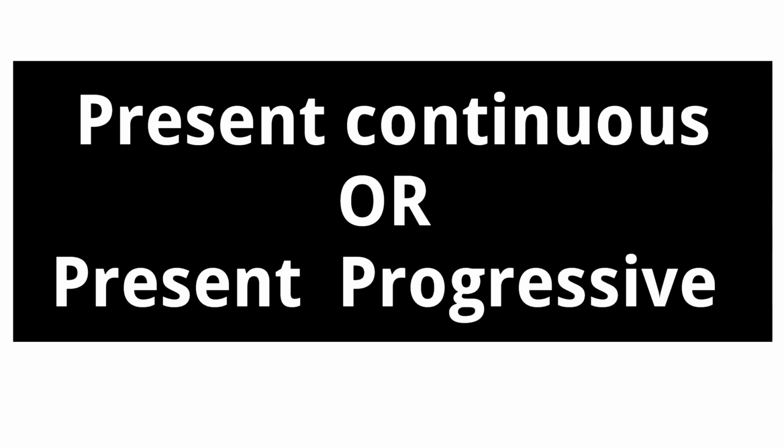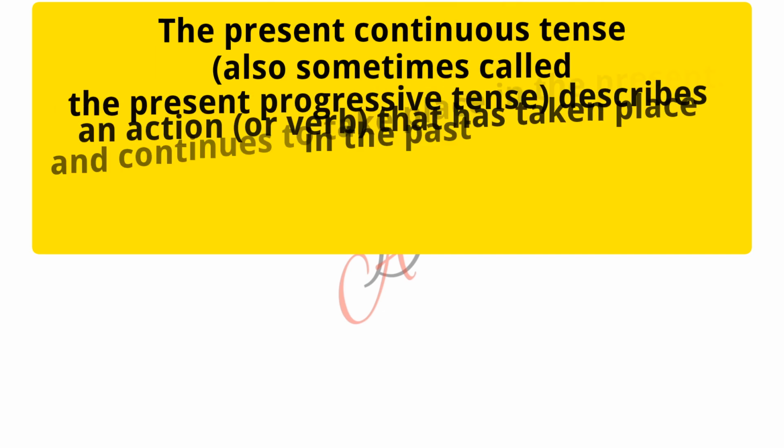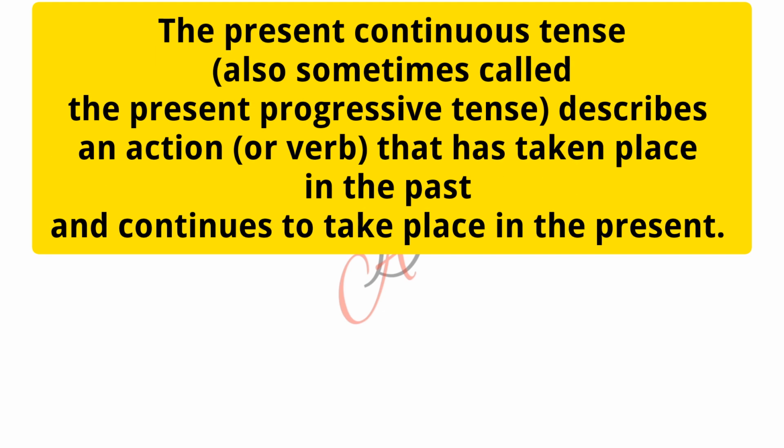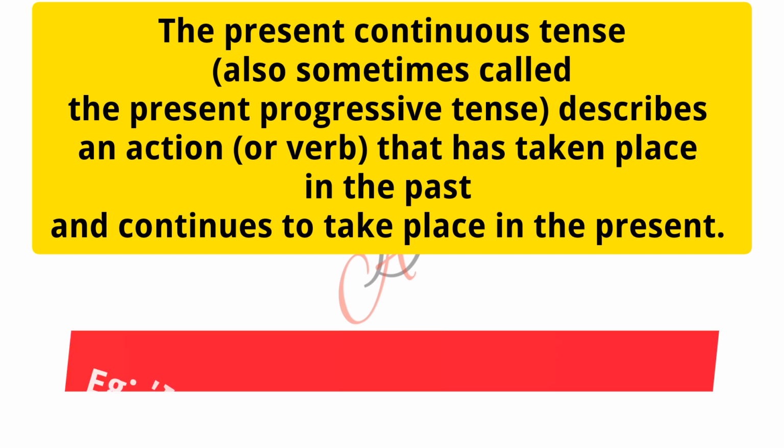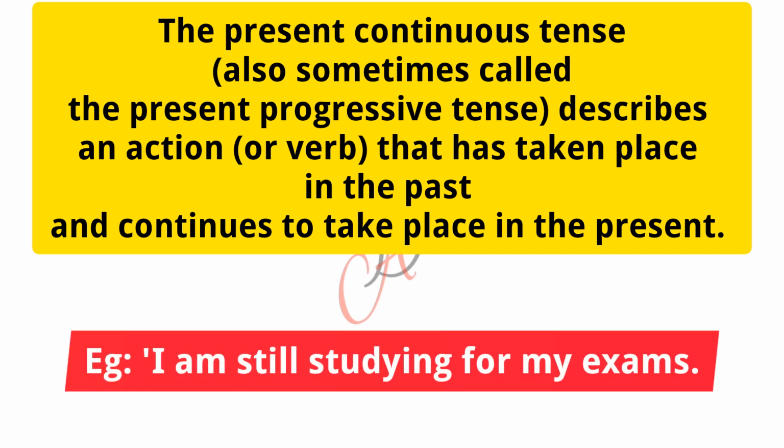So guys, let's know what is a present continuous tense. The present continuous tense, also sometimes called the present progressive tense, describes an action or verb that has taken place in the past and continues to take place in the present. For example, I am still studying for my exams. And when we look at the example closely, we notice that the verb study has taken the action in the past and continues to take place in the present. Hence, it is an example for present continuous tense. Hope the meaning and the definition of present continuous tense is clear to you guys.